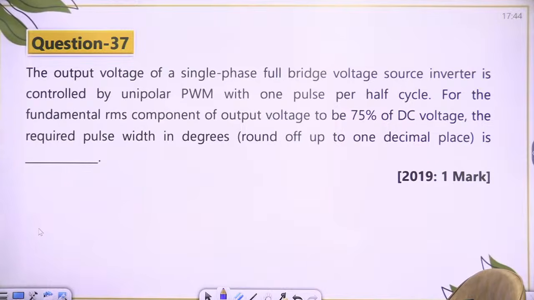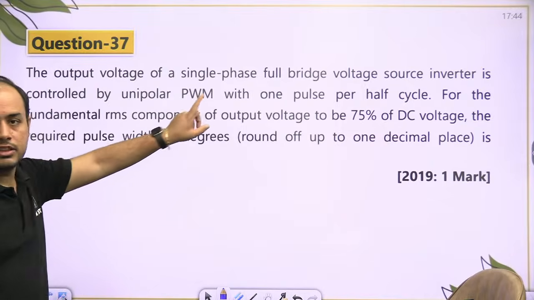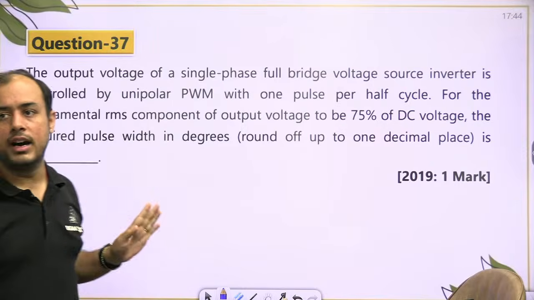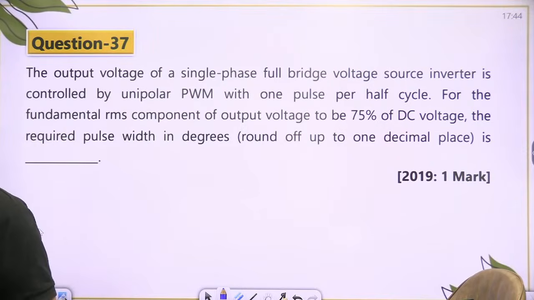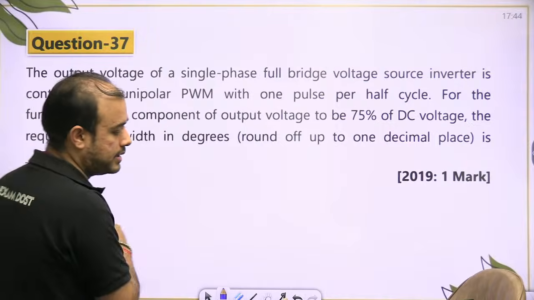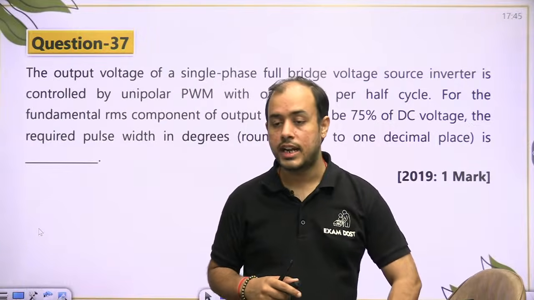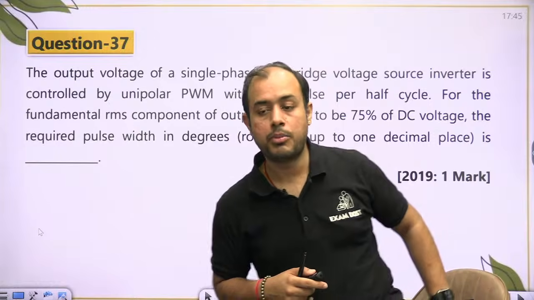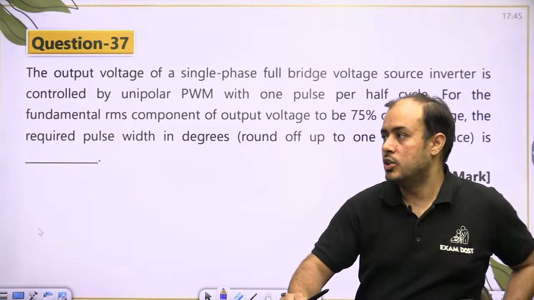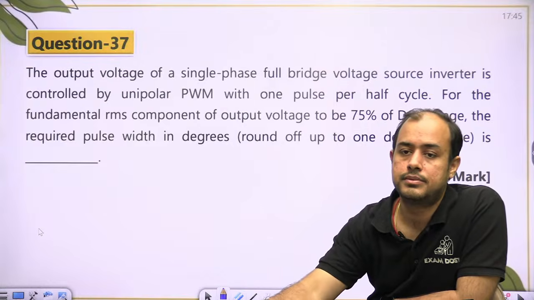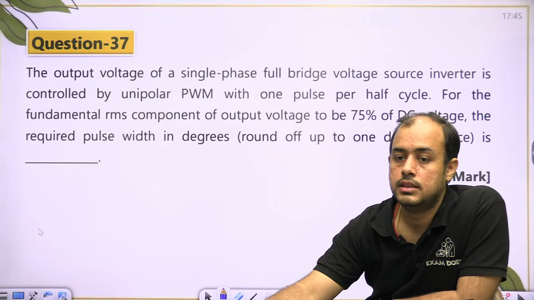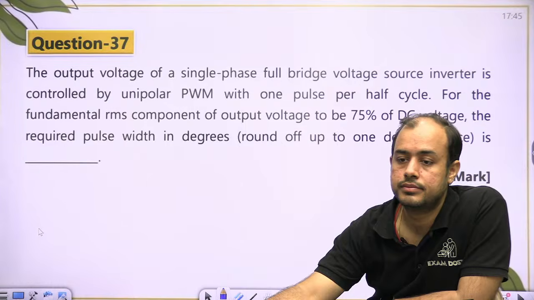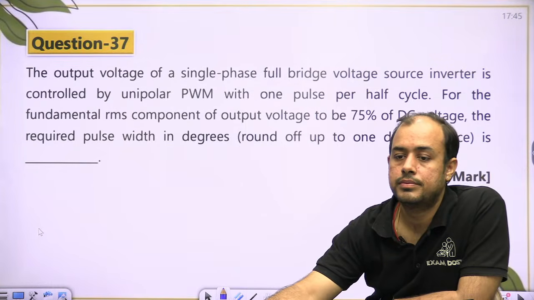The output voltage of a single phase full bridge VSI is controlled by unipolar PWM with one pulse per half cycle. One pulse per half cycle माने single pulse modulation. For fundamental RMS component to be 75% of DC, find the pulse width. So I am giving you that fundamental RMS is 0.75 VDC. You need to tell me the pulse width. Pulse width बताइए भाई. चलो.